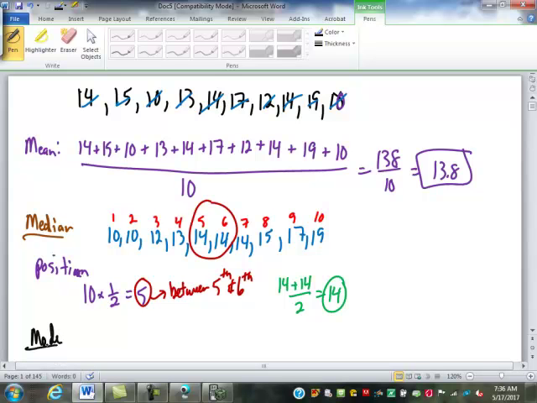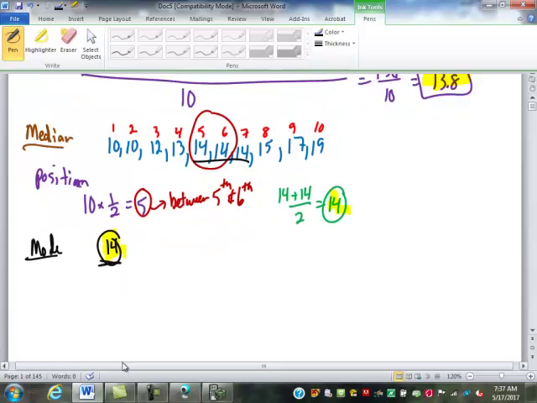Mode is the number that appears most often. That is the 14, because there are 3 14s in there. Now, I said over the last couple of classes, the mean, median, and mode should be, if not exactly the same, really close to the same. That tells us that there's a good chance that this data is normally distributed.